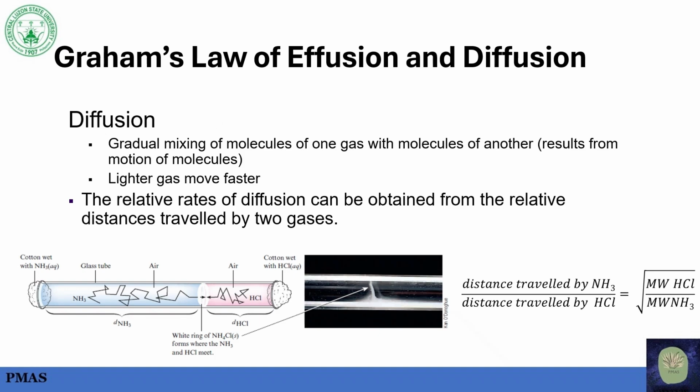Now again, diffusion is the gradual mixing of molecules of one gas with molecules of another. Again, the lighter gas moves faster, just like with effusion. The relative rates can be obtained from the relative distances traveled by two gases. As you can see, different gases will travel different lengths or distances, and from that we can calculate the molecular weight of those gases.